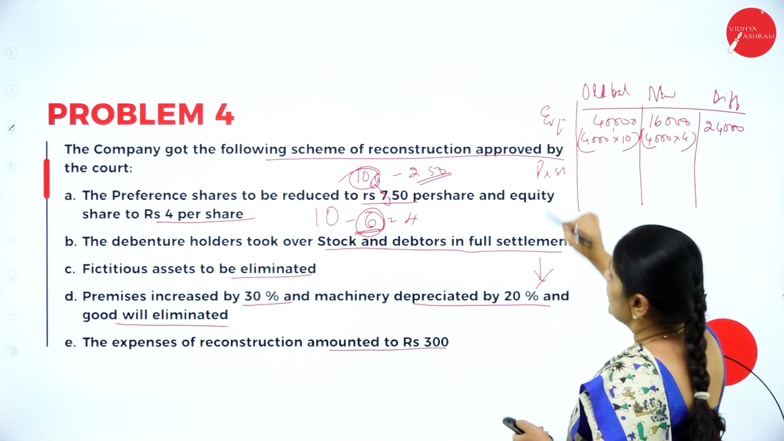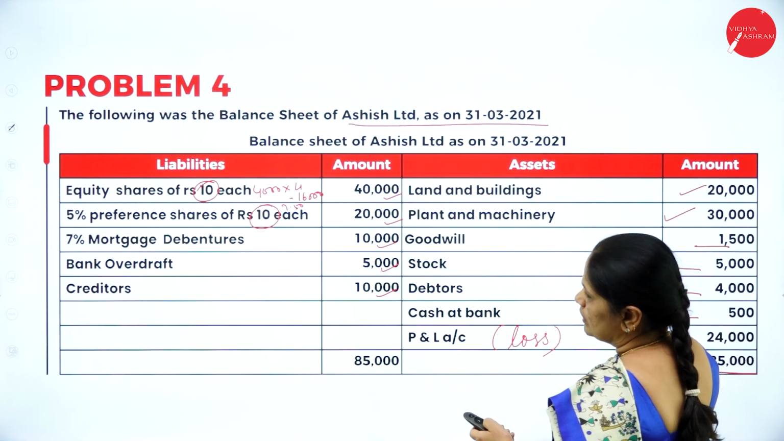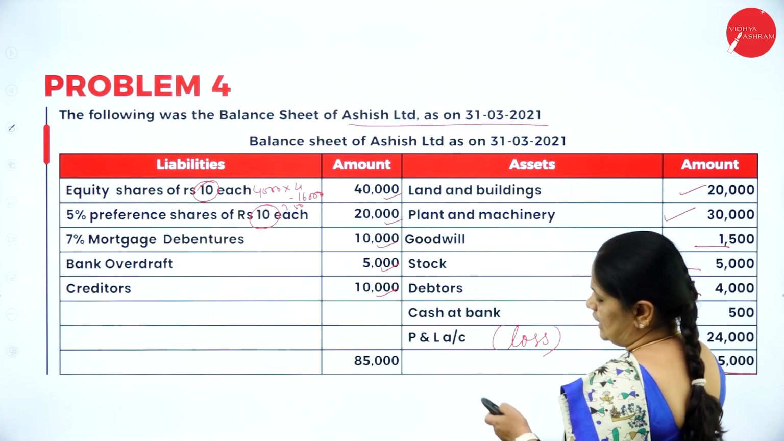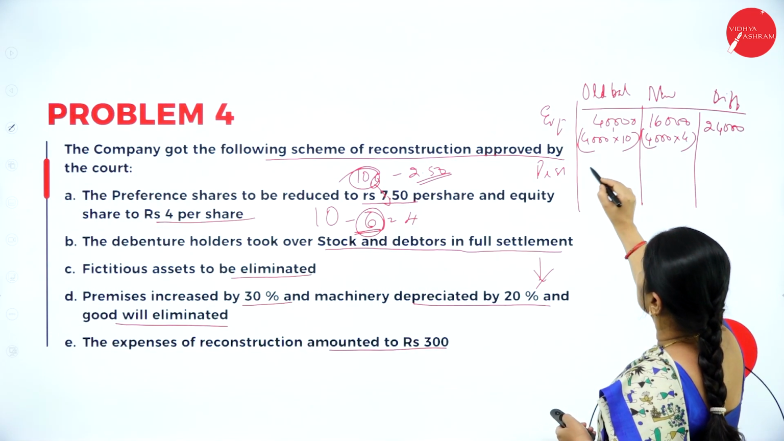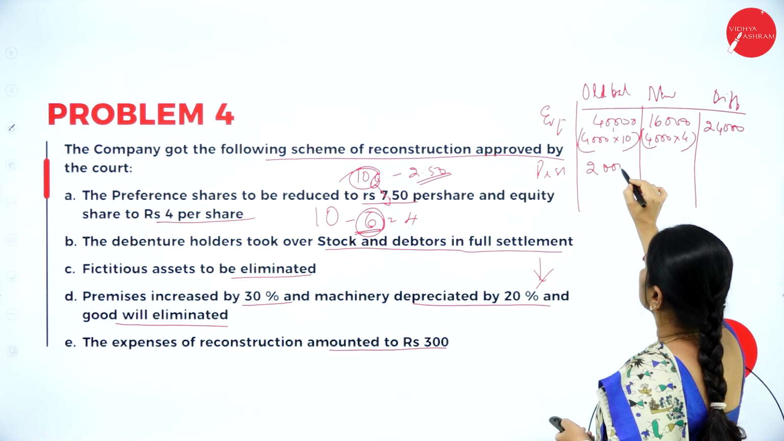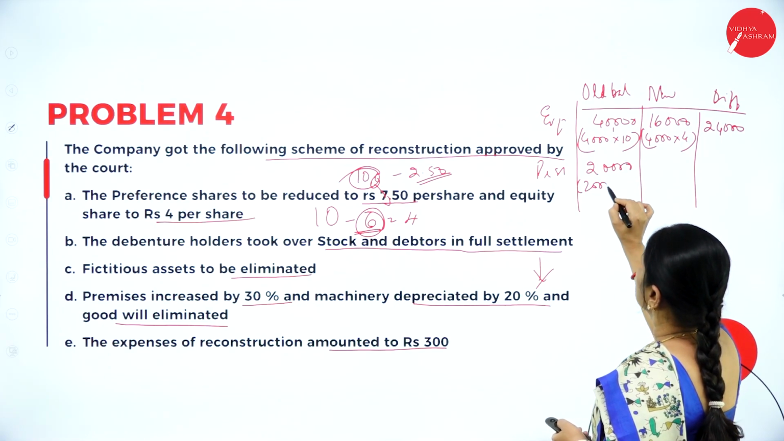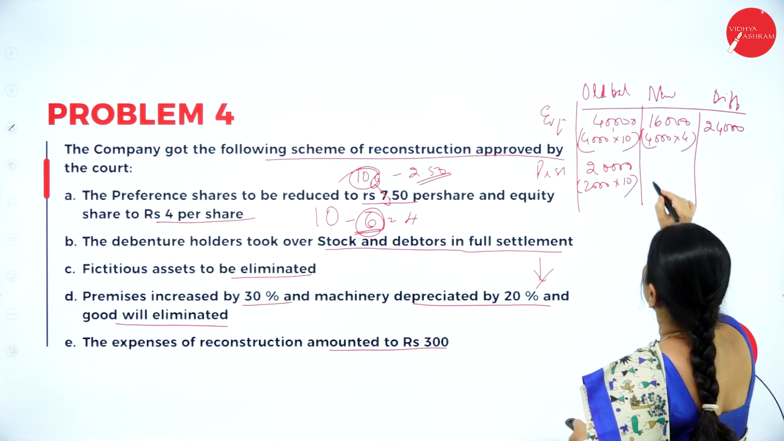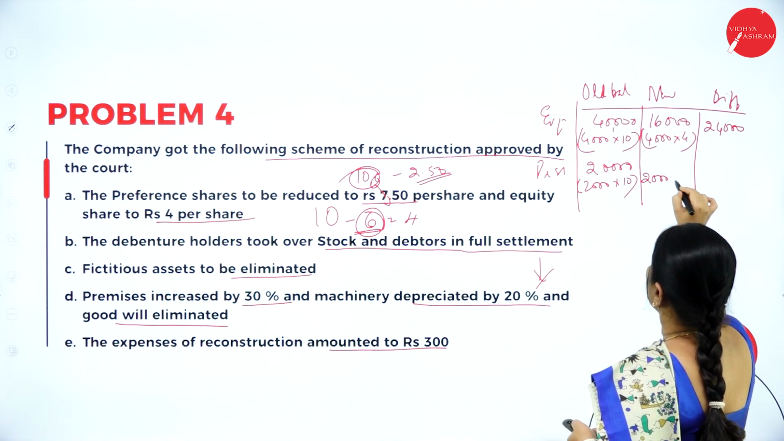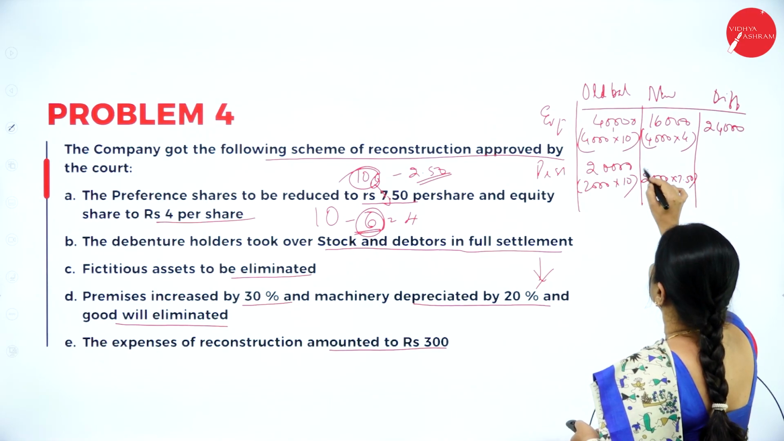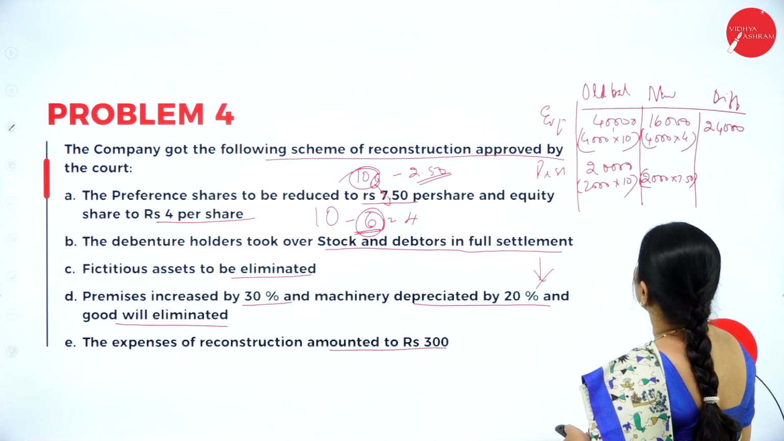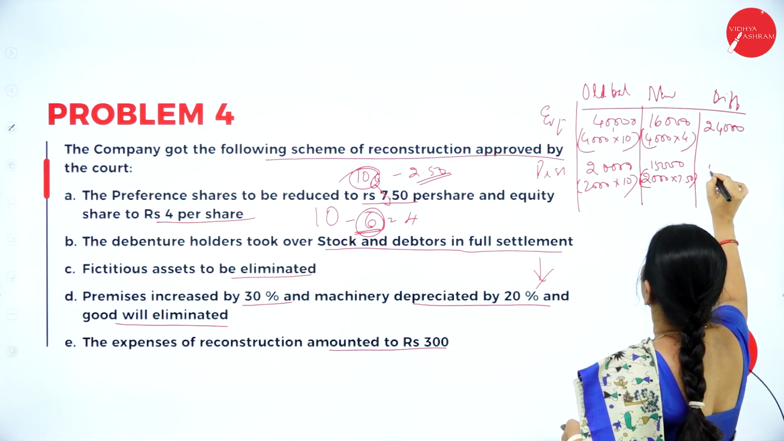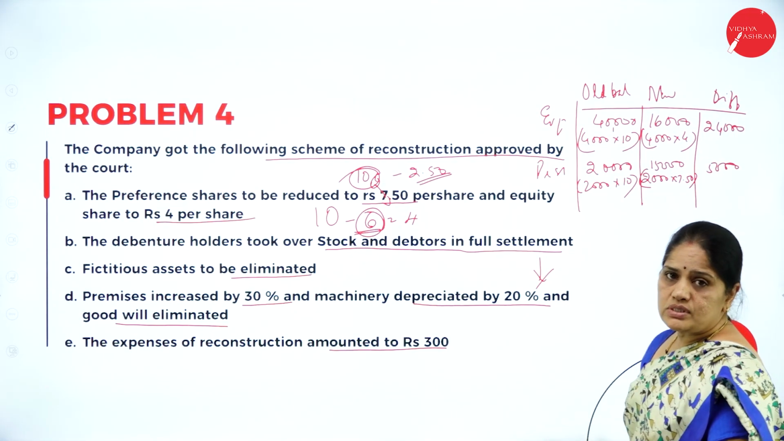Next, we have the preference share here. The value of the preference share is 20,000, that is 2,000 into 10. Then what is the new value? 2,000 into 7.50, so it will come up to 15,000. So the difference amount is 5,000.